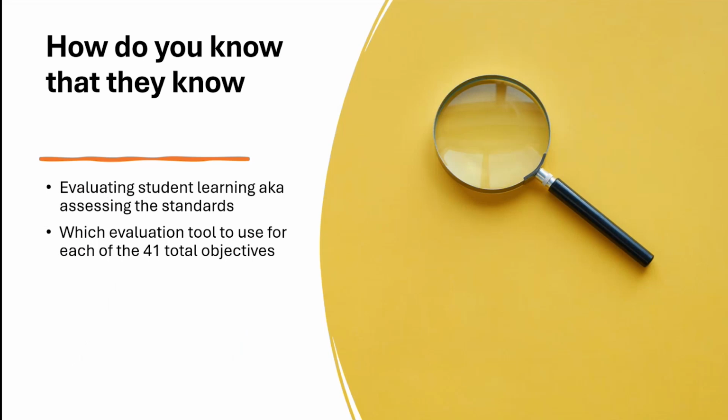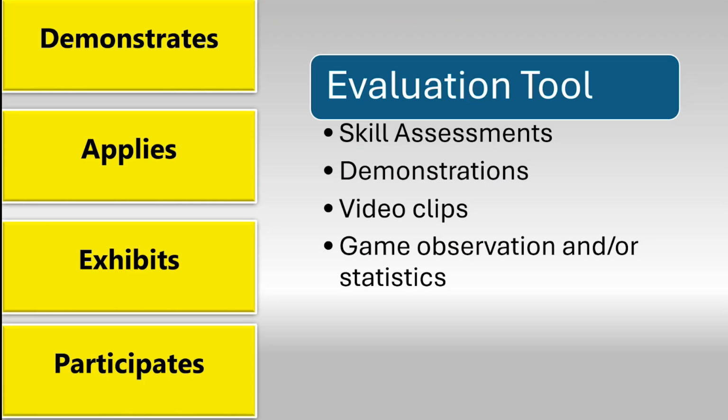So, the final section we're going to go into is: how do you know that they know? Evaluating student learning, aka assessing the students, and which evaluation tool to use for each of the 41 total objectives, in case you were counting. So we look at the first set, the yellow set. Demonstrates, applies, exhibits, participates. As PE teachers, we're pretty good at these.